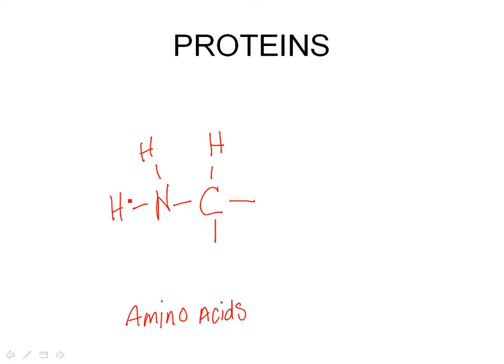And then what makes things acidic? We said a carboxyl group, so a C double bonded to an O with an OH. And then it'll always have an R group.